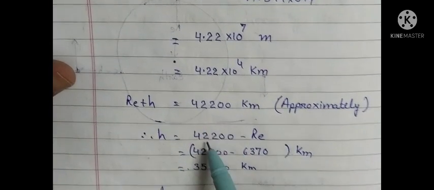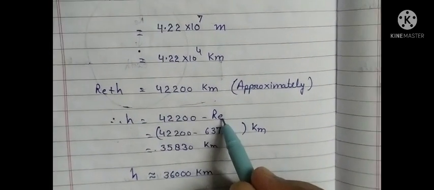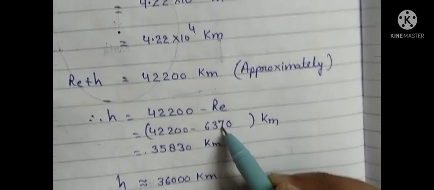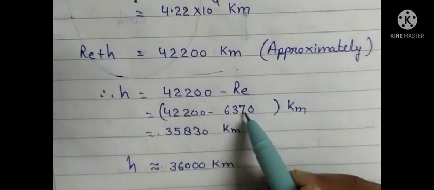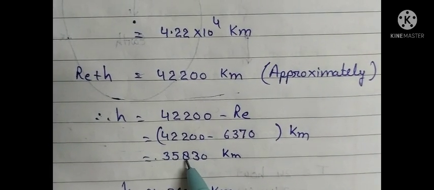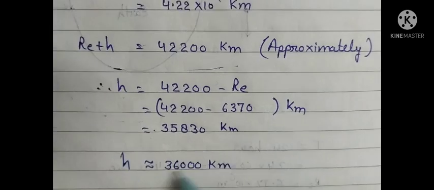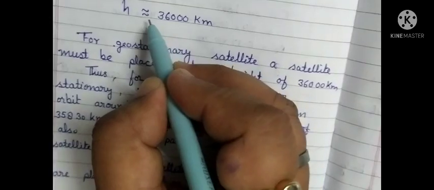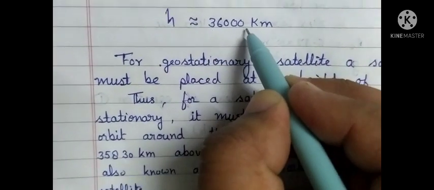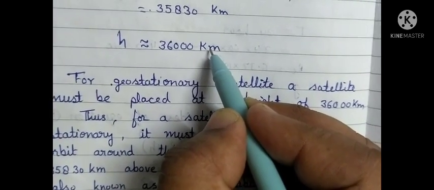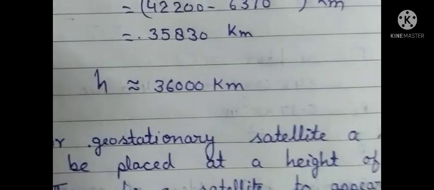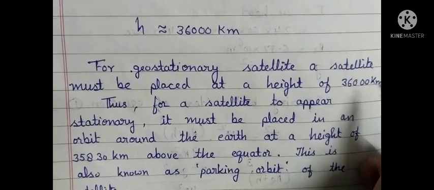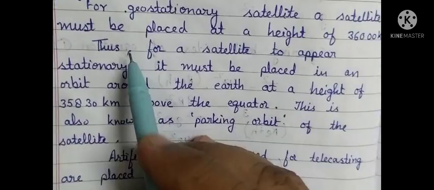Therefore, H is equal to 42,200 minus RE, and as we know that radius of Earth is 6,370 kilometer, subtracting this value we have 35,830 kilometer. So approximately we can say that such satellites are placed at a distance of 36,000 kilometer from the surface of the Earth. Then the satellite becomes a geostationary satellite. For geostationary satellite, a satellite must be placed at a height of 36,000 kilometer approximately.